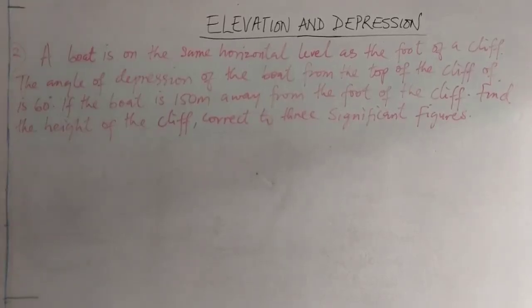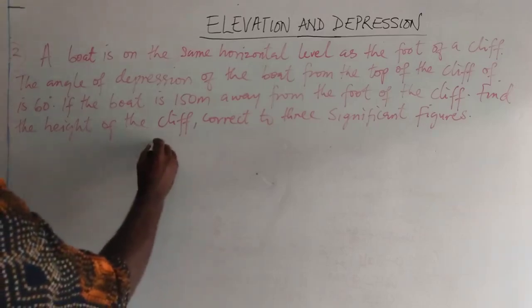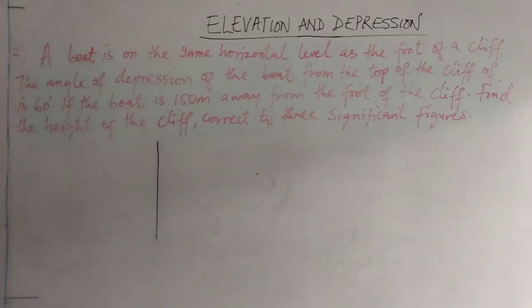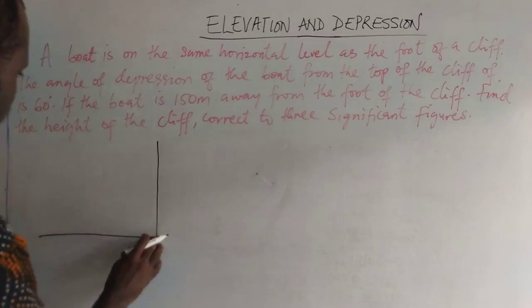Question number 2 says, a boat is on the same horizontal level as the foot of a cliff. The angle of depression of the boat from the top of the cliff is 60 degrees. If the boat is 150 meters away from the foot of the cliff, find the height of the cliff correct to 3 significant figures. We'll take this to be the cliff and this to be the boat, both of them on the same horizontal level.